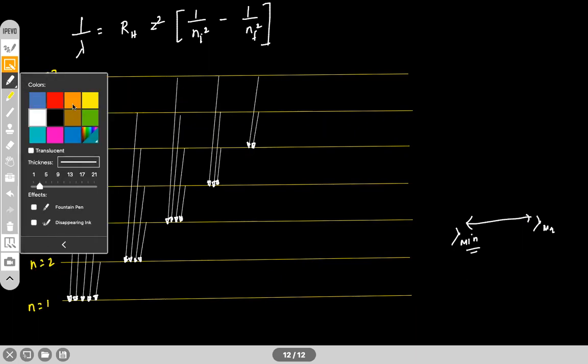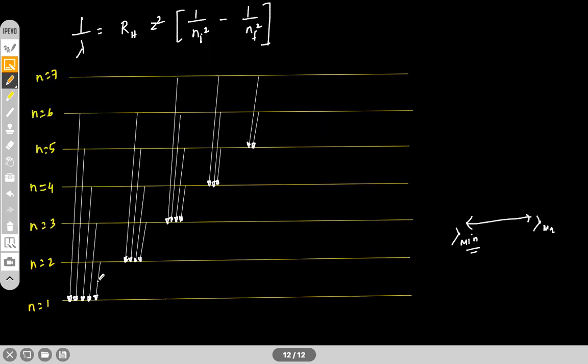Now you see this, when electron jumps to the first orbit from any higher energy orbit, the series of wavelength that you get here, we call it the Lyman series. It is named after the scientist, and on his name only this series is given. Similarly, when electron comes to the second orbit, again we'll get a series of wavelength, the Balmer series.